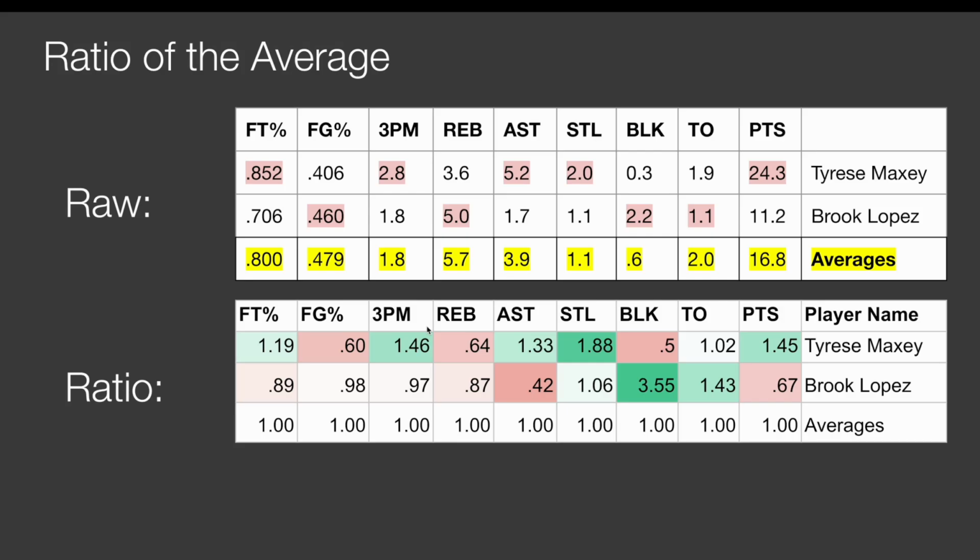So what I've done here is calculated the average stats for each rostered player in my 12-team fantasy league. With this new metric, we can see that Brook Lopez's blocks are by far the largest outlier. And while Tyrese Maxey does seem to score a lot of points, that's only about 45% above average, whereas Brook Lopez has almost 3 to 4 times an average amount of blocks.